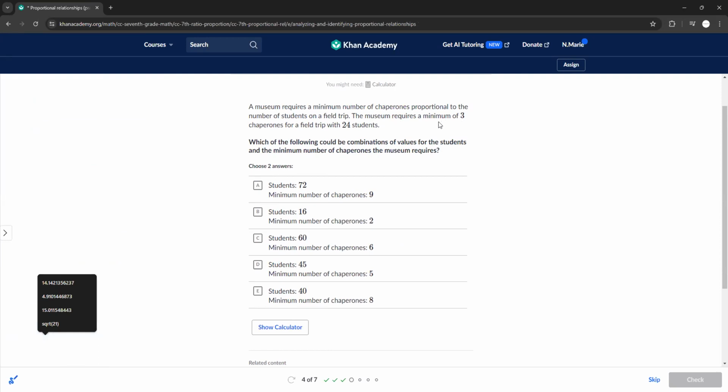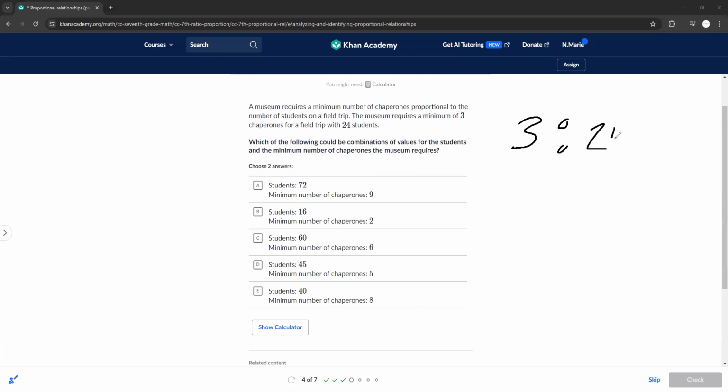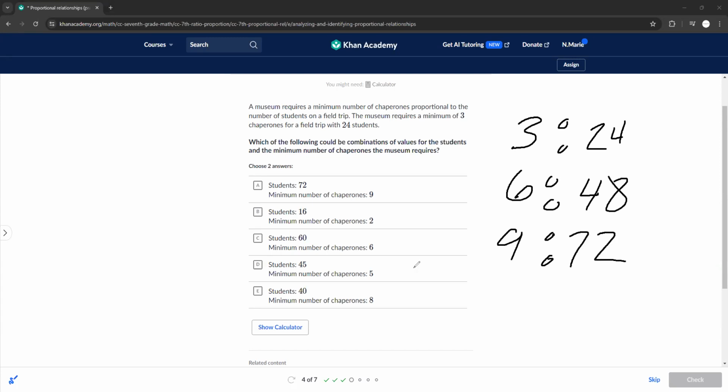The museum requires 3 chaperones with... So these are like when you learn ratios in 6th grade. This is a 3 to 24 ratio. So then when there's 6 chaperones, there should be 48 students. And then when there's 9 chaperones, there will be an additional 24, which would be 72, and so on. So you see this one works.